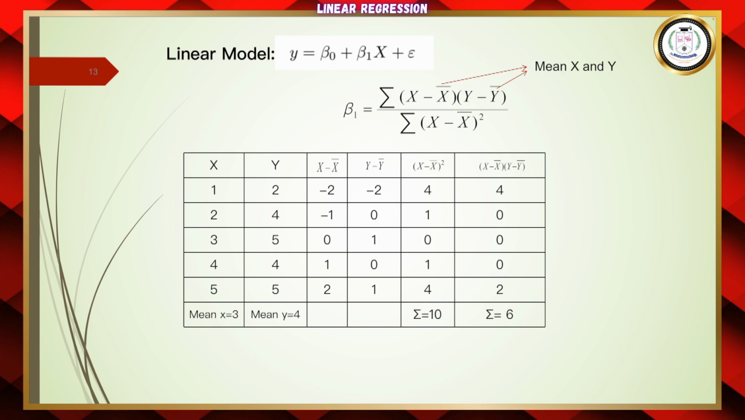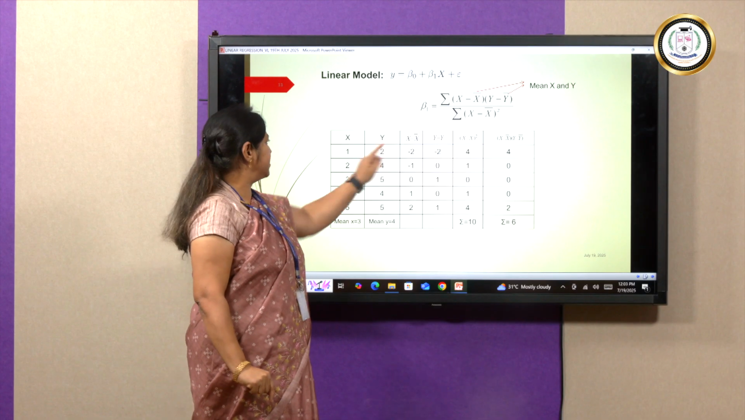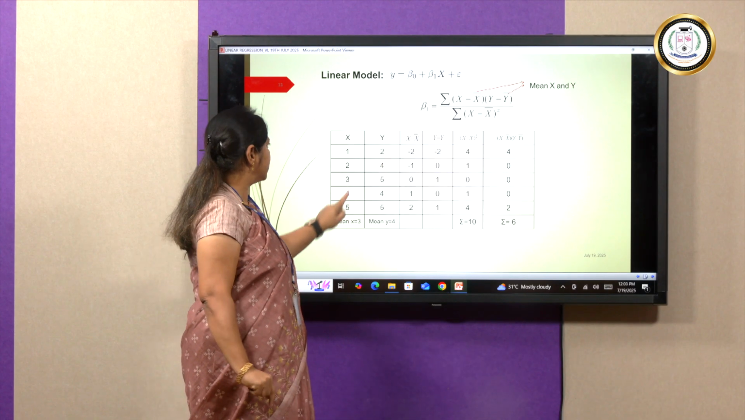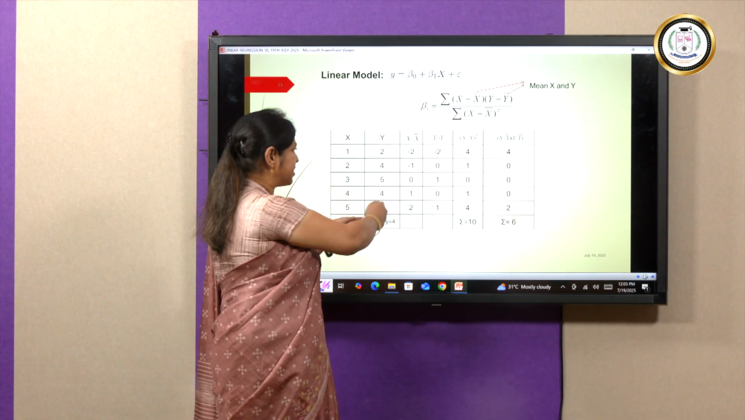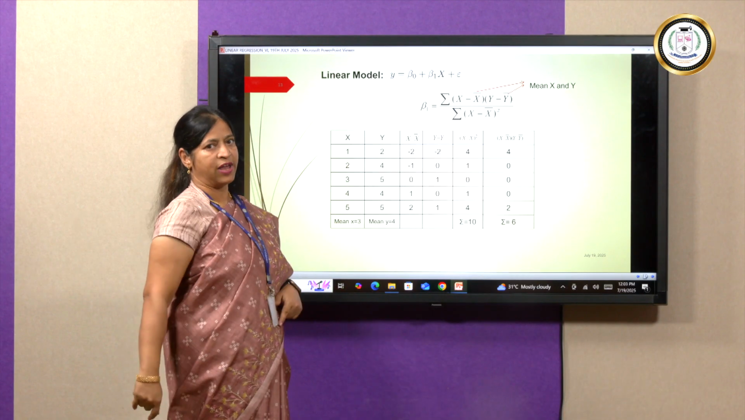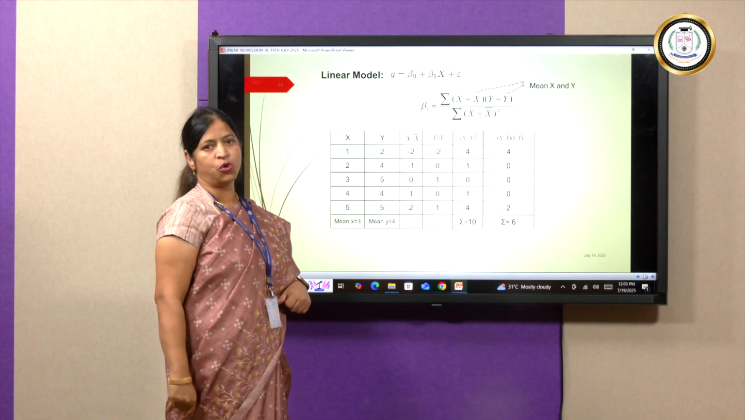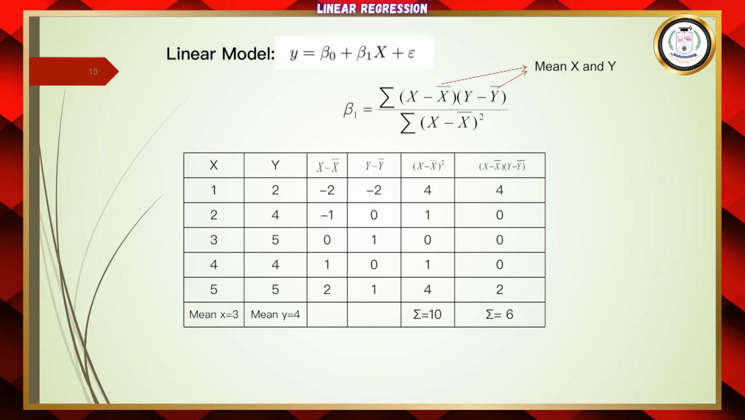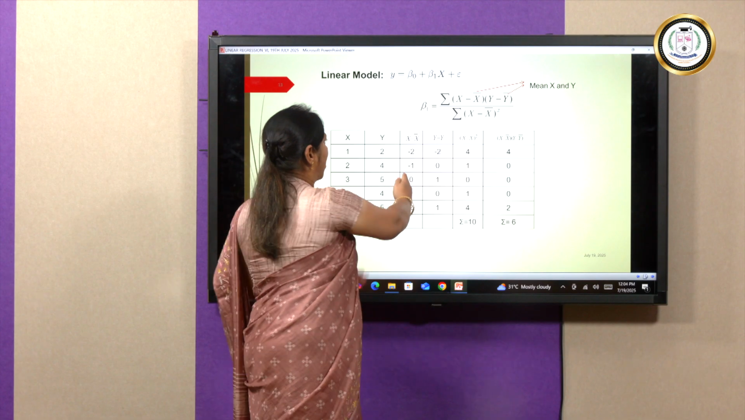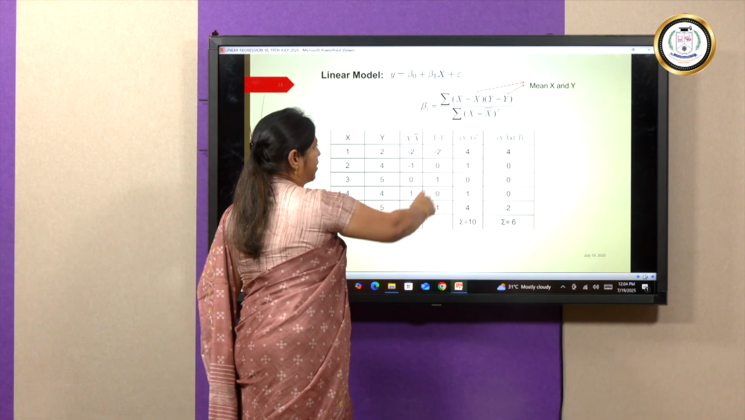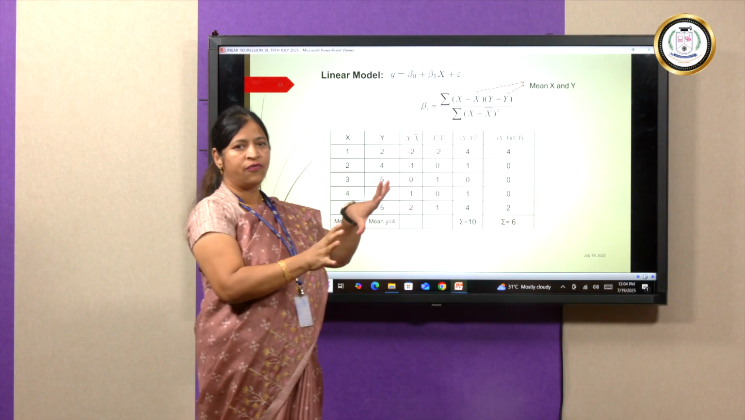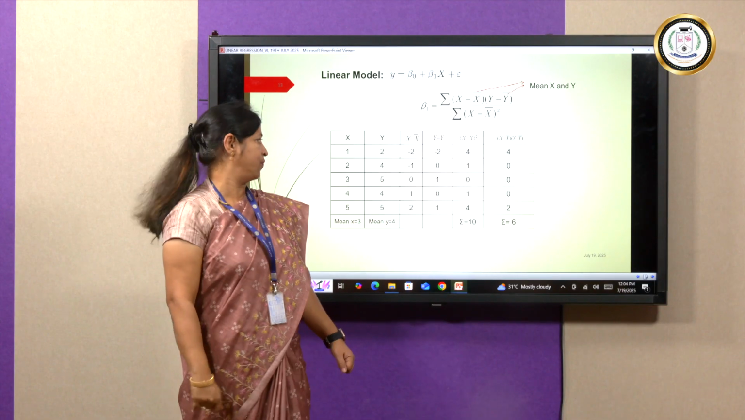So x minus x bar is 1 minus 3 equals minus 2. 2 minus 3 equals minus 1. Accordingly you have to calculate x minus x bar for all the x values with respect to its own mean. Similarly, you have to calculate y minus y bar with respect to the average of y. Then you have to multiply these two values and square the x differences, in order to substitute all the values to find the slope value.